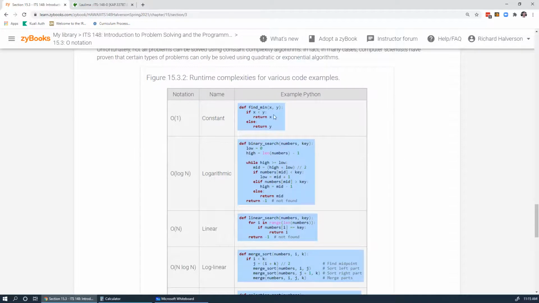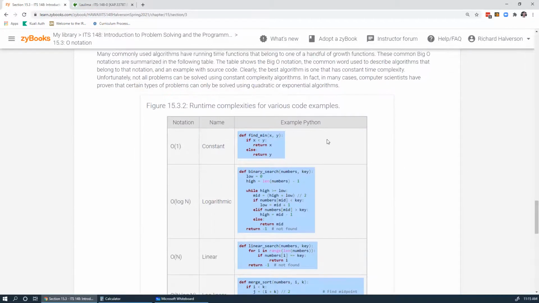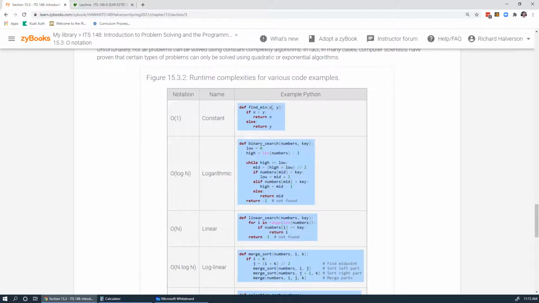Okay, so these are Python programs, I guess. O of 1 just means constant. It doesn't matter how large the input is. Find the minimum: in this case, it's just going to take 1. It's constant. It's tough to see how it could be otherwise if it's just 1.